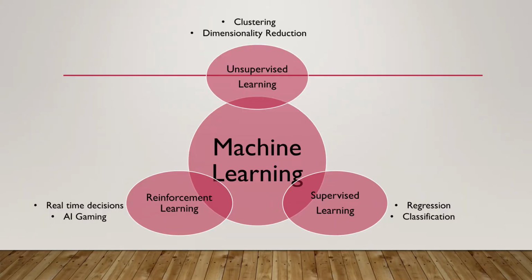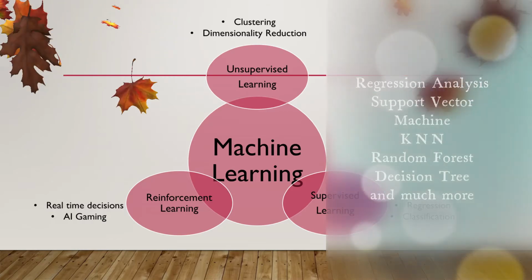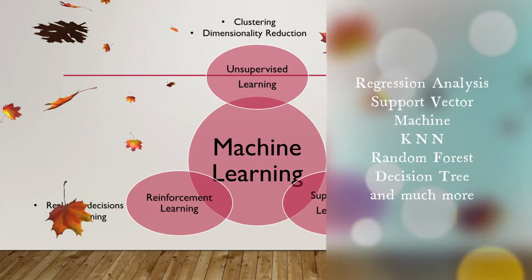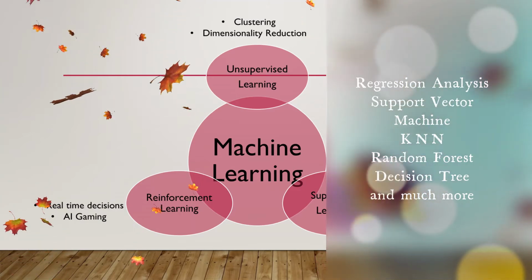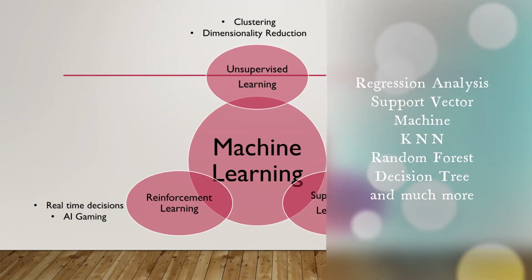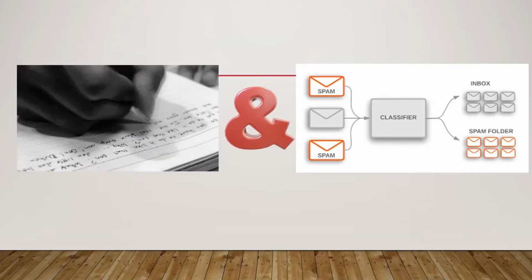This time I have come up with a series on machine learning with Python. In the present scenario, I don't need to tell you that machine learning and artificial intelligence are the best technical skills to learn. This course will cover many machine learning algorithms implemented in Python, including regression analysis, support vector machine, KNN, random forest, decision tree, and much more. We will solve some realistic problems such as handwriting recognition and spam classifier.